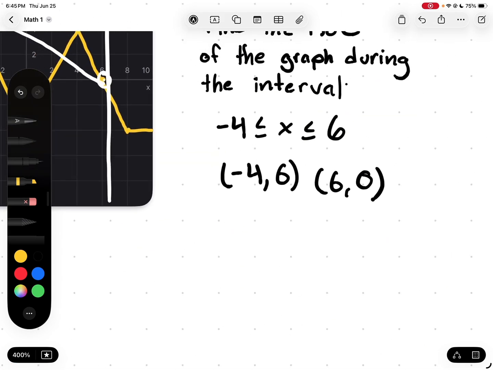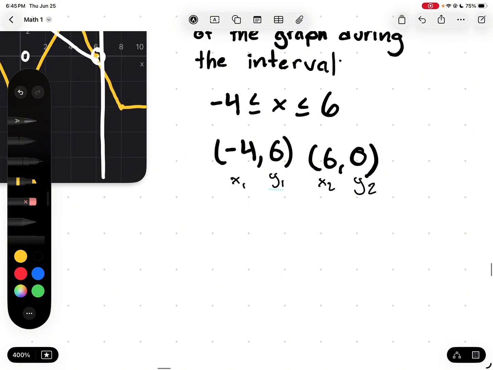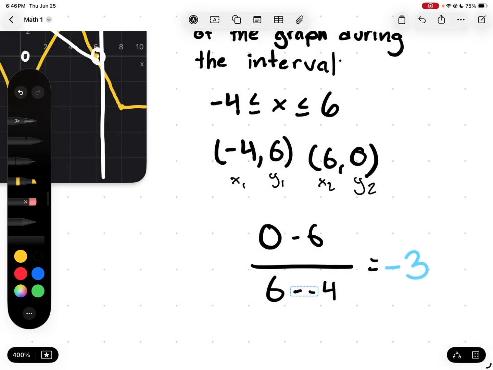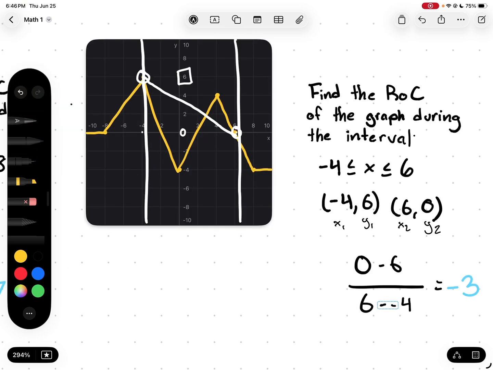So again, we're going to identify x1, y1, x2, and y2. We just go from left to right. And when we plug this into our formula, we have (y2 − y1) over (x2 − x1). That gives us −3, which means that whenever x increases by 1 from −4 to 6, y will decrease by 3. Not the greatest graph to show you exactly, but hopefully you get the idea.